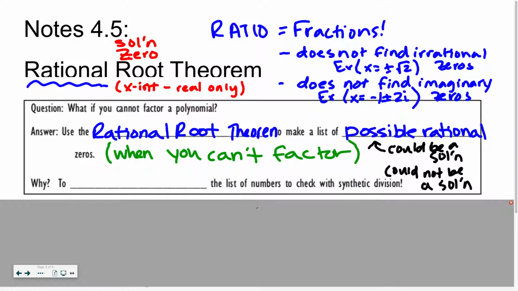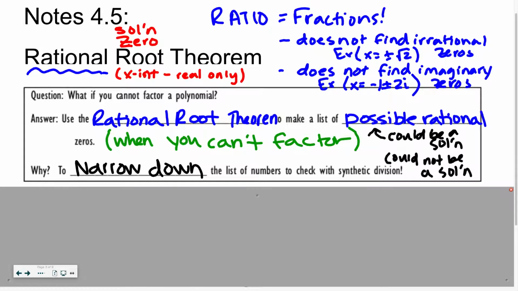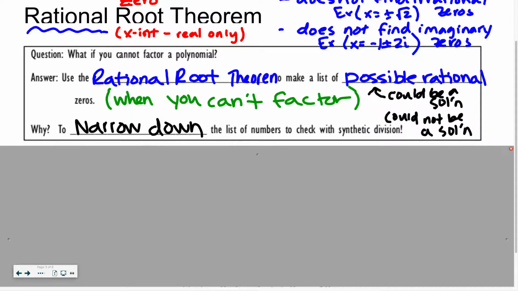So it gives us this list of numbers, and it says why would we use the rational root theorem? We're going to use the rational root theorem to narrow down a list. And now we'll just check these numbers on this list of numbers with synthetic division. So there's that whole thing of okay, these could be solutions, but they're not all solutions. How do you know if it's a solution? You're going to do synthetic division.